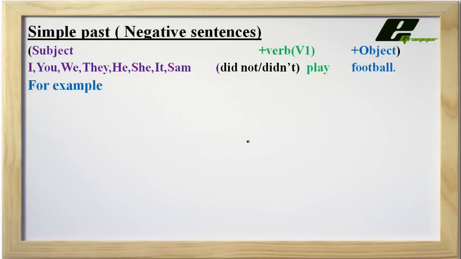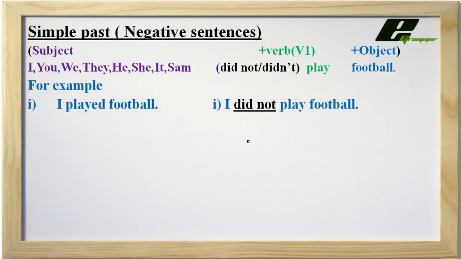See, for example, I played football. What do I write here? I did not play football. So what have I done here? I wrote this sentence as it is here, but I made a small change in that. I add did not exactly after the subject and I use the base form of the verb. So instead of played, I use play, and that sentence becomes negative in simple past. You have to keep this in mind. We can use this form only in simple past tense.